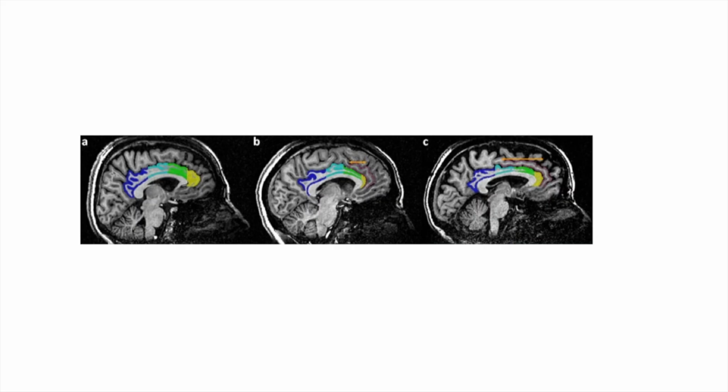Just above the corpus callosum is the cingulate cortex, and the pointer is pointing towards it. The cingulate cortex is divided into three different parts. The posterior one-third is called the posterior cingulate cortex. The middle one-third is called the middle cingulate cortex. And the anterior one-third is called the anterior cingulate cortex.